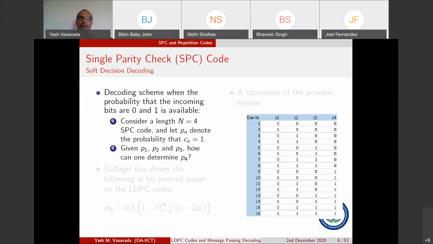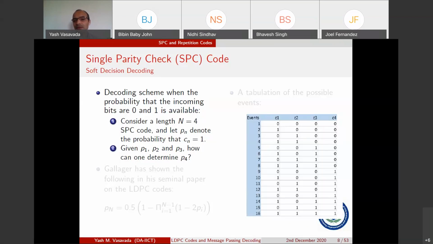Okay, Bhavesh, I think it's a good thought. But there is a little bit of ad hoc math there. That's a good start, but I would say that there is actually a more definite way of calculating this P4.